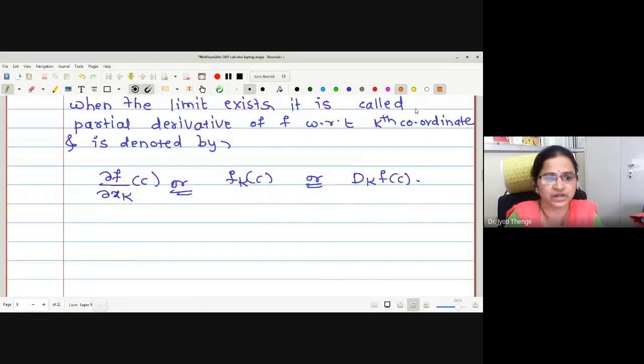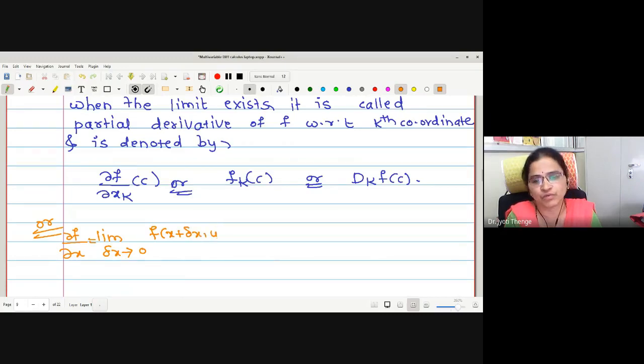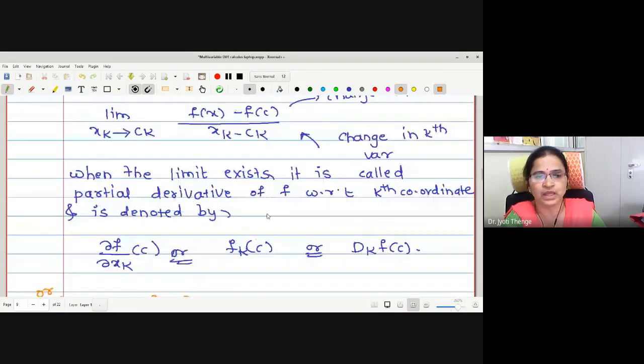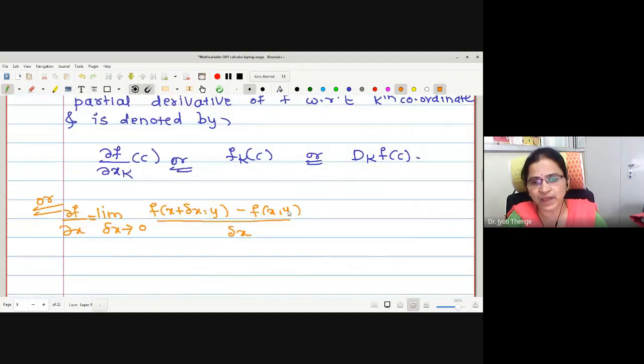Let me write very similarly. I think you have studied the definition for functions of two variables. Let this be dou f by dou x. Therefore, this is the limit delta x tends to 0 of f of x plus delta x, y minus f of x, y divided by delta x. So the same is being defined for functions of many variables. This is for the function of two variables. Here, as you can observe, in the numerator y is kept as it is, and the change is observed only in the x coordinate. Therefore, the denominator was taken as the change in x, that is delta x.